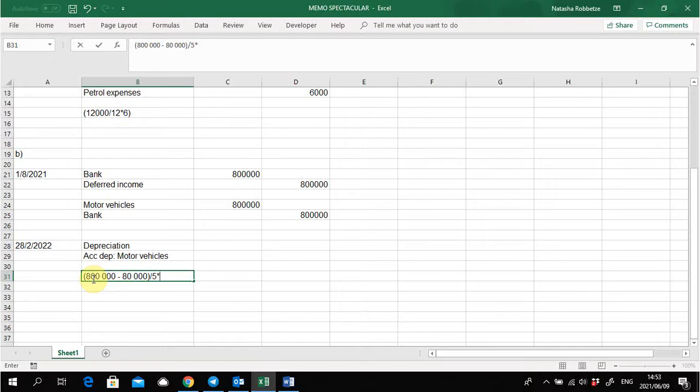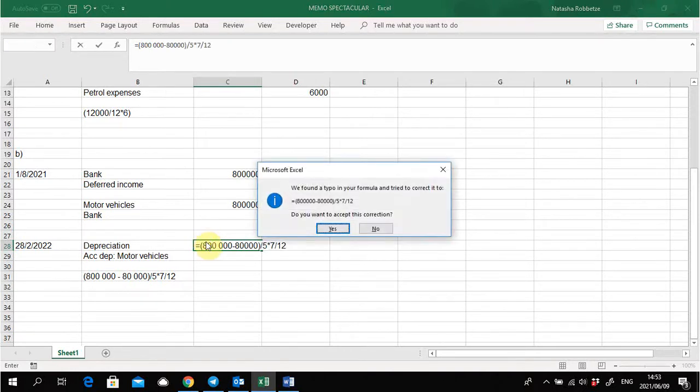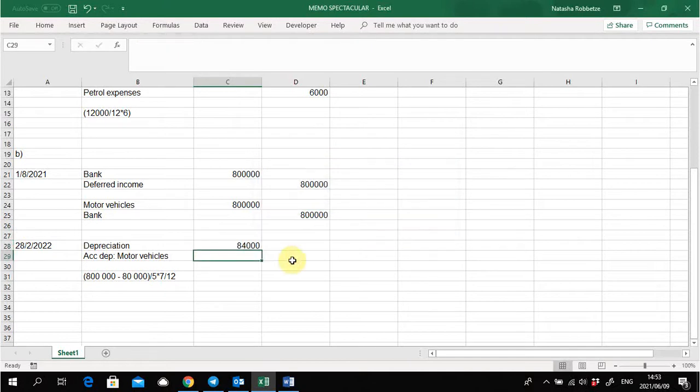So we received it, or we purchased it, on 1 August. So it's going to be August, September, October, November, December, January, February. That should be 7 months. If I calculate that depreciation, 800,000 minus 80,000 divided by the 5 years times 7 months, I get 84,000 Rand of depreciation.